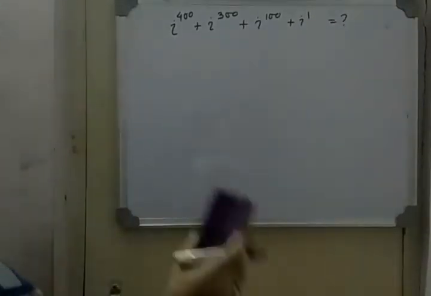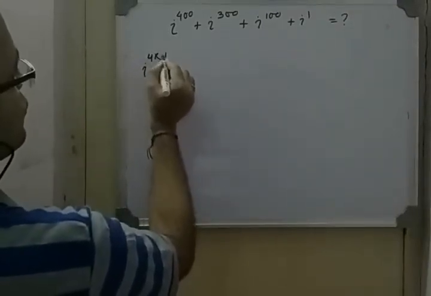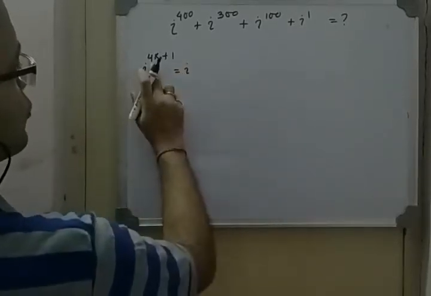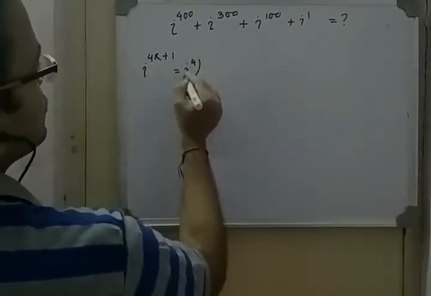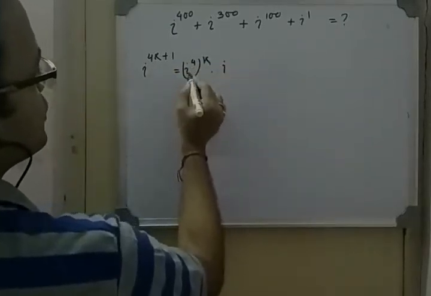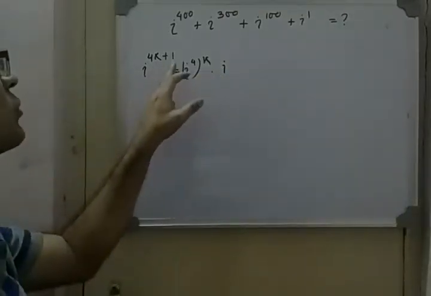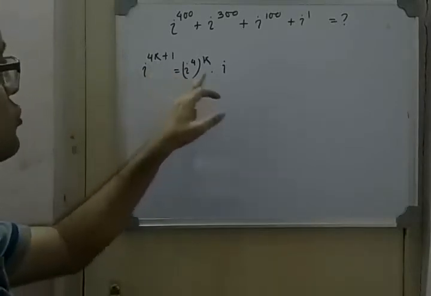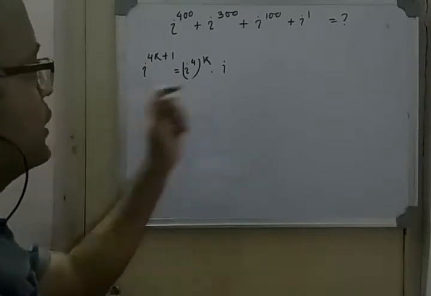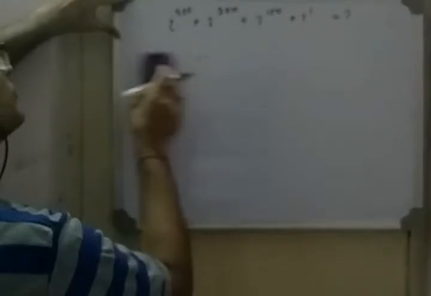So we have discussed this property like i to the power 4k plus 1 is equal to i, because we know i to the power 4 equals 1. So we can write this like this into i. So i to the power 4 is 1, so 1 to the power k is 1. It is i. So i to the power 4k plus 1 is i, 4k plus 2 is i square, 4k plus 3 is i cube, 4k plus 4 is i to the power 4. Till this, this property we can use.